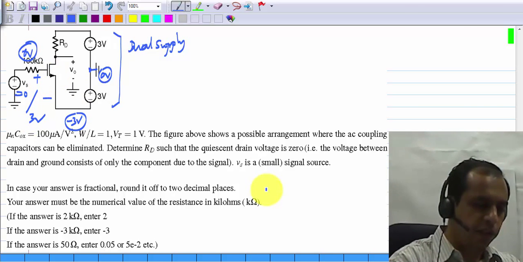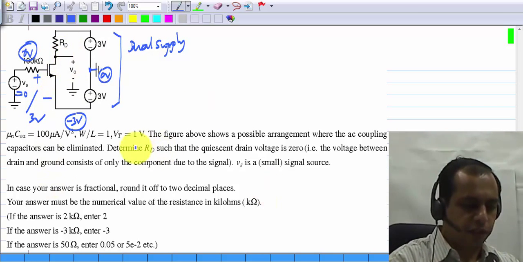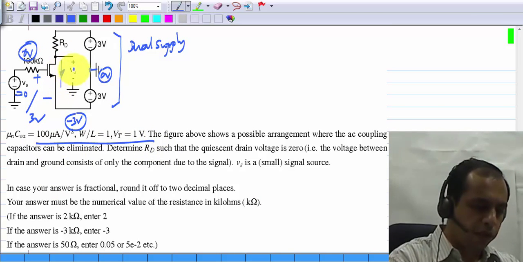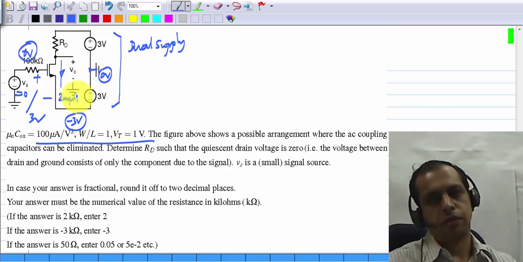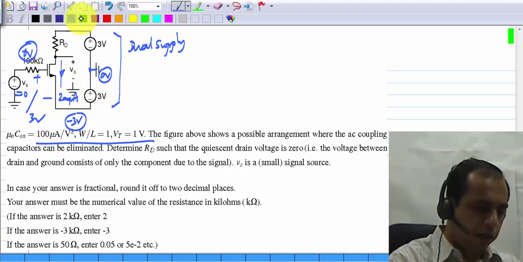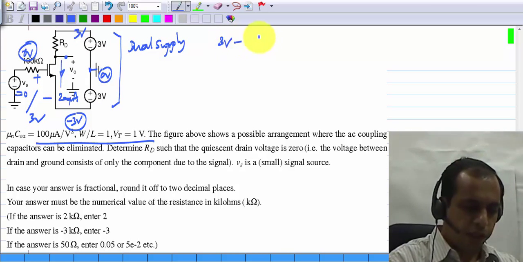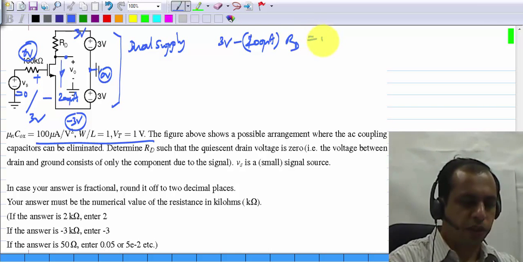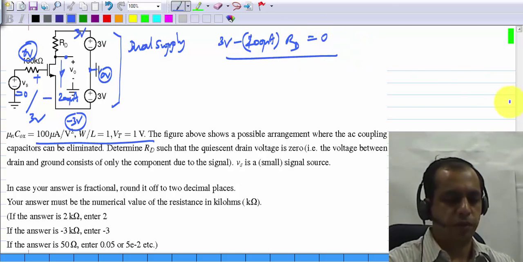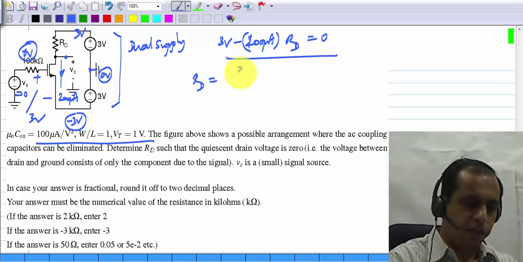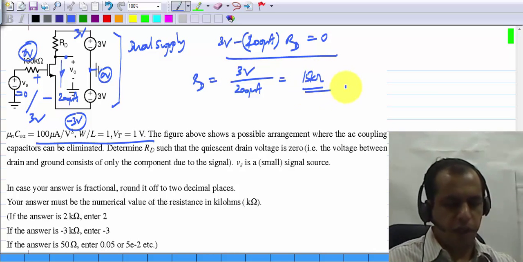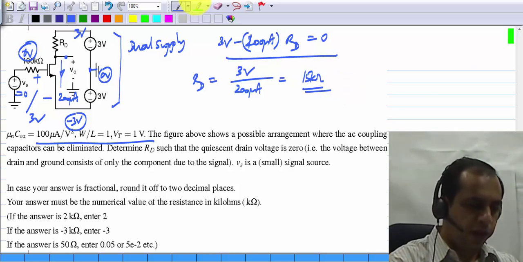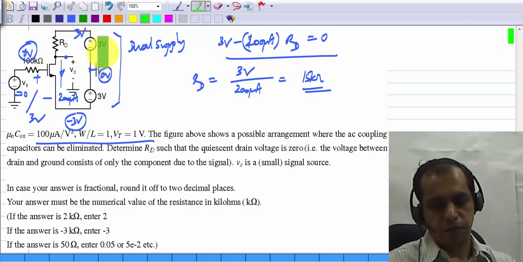Now I want the transistor to be in saturation, and if you calculate it from these constants, the drain current comes out to be 200 microamperes. The drain voltage is 3 volts minus 200 microamperes times Rd, and that should be equal to 0 because the quiescent output voltage must be 0. So Rd is 3 volts divided by 200 microamperes, or 15 kilo ohms. So that's the answer. If you have RD equals 15 kilo ohms, this point will be at 0.